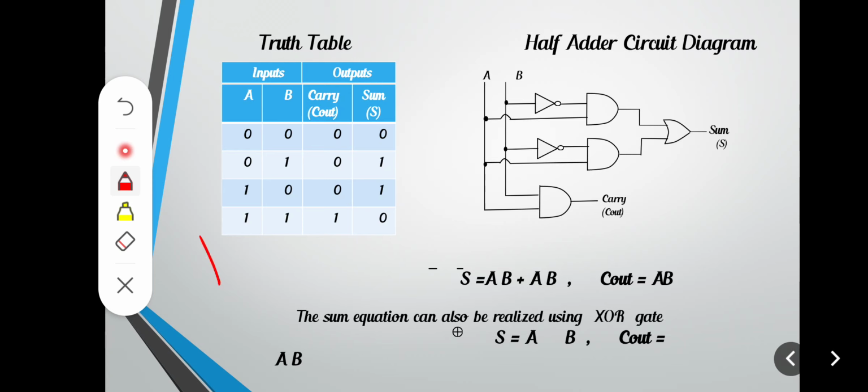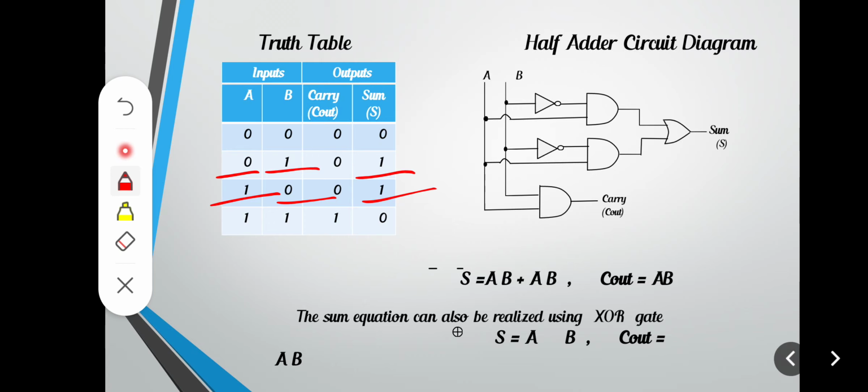Likewise, 1 plus 1 is equal to 0 with 1 as carry. That means whenever both a and b are equal to 1, then the sum is equal to 0 and the carry bit is equal to 1. So this is the truth table of the half adder. As you can see, the sum output is 1 when a is 0 and b is 1, or when a is equal to 1 and b is equal to 0.